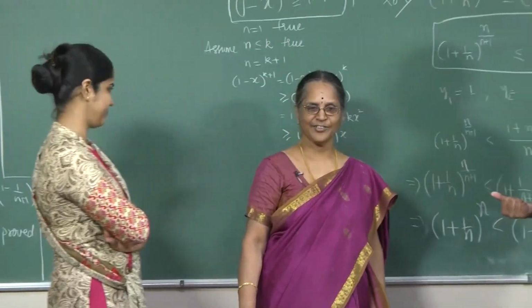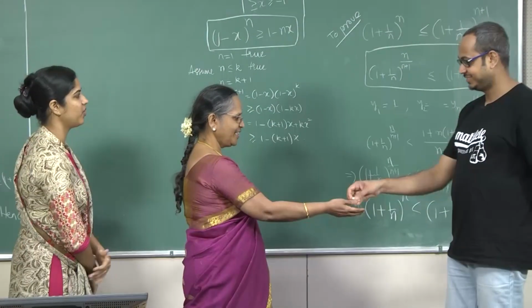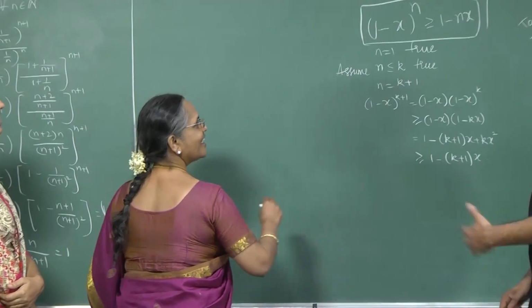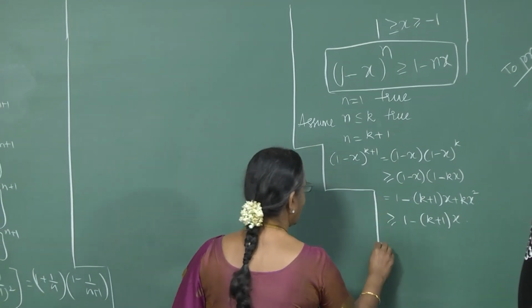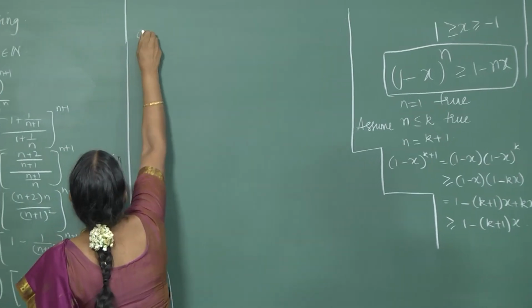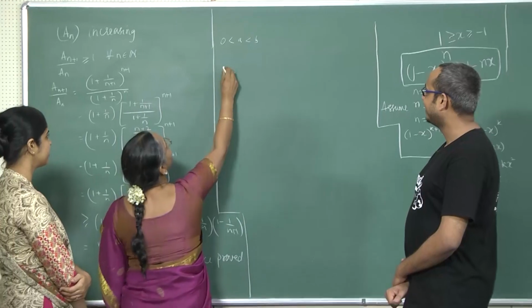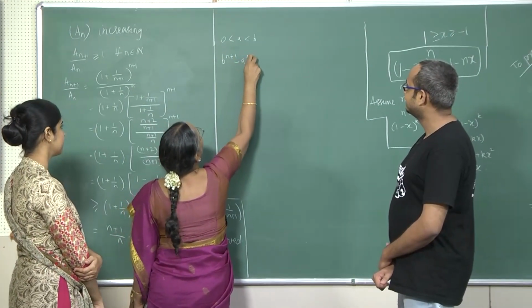Exactly. So both your proofs are fine, but I have another proof. So let's see what it is. I think that must be more ingenious. No, let us see. So I take 0 < a < b, and then consider b^(n+1) − a^(n+1).